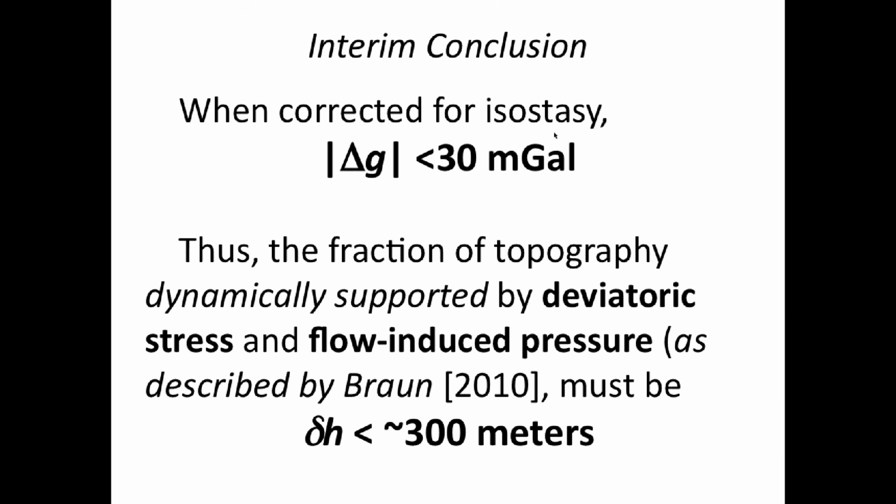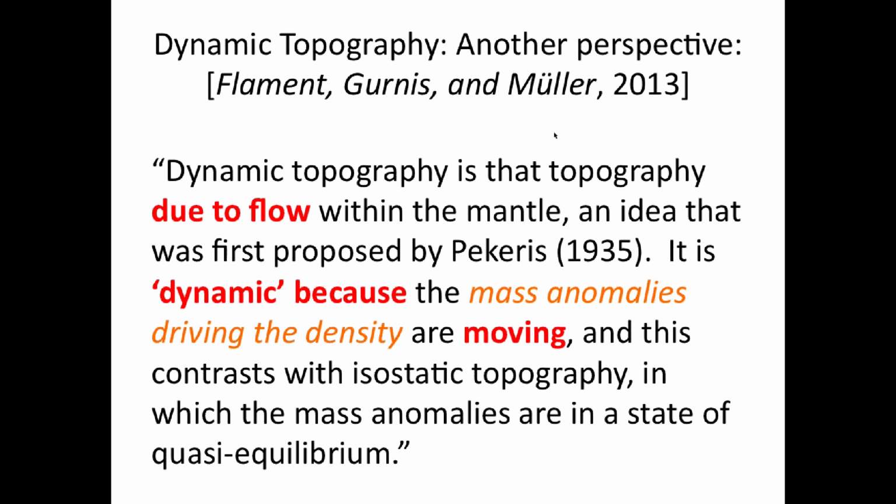Okay, so I'm contending that when corrected for isostasy, gravity anomalies are less than 30 milligals. Not everywhere, but almost everywhere. The fraction of topography dynamically supported by deviatoric stress and flow-induced pressure, this is how Brown defined it, must be less than 300 meters.